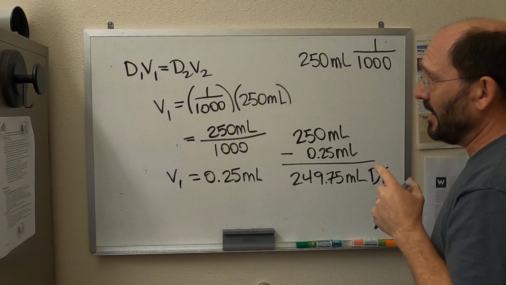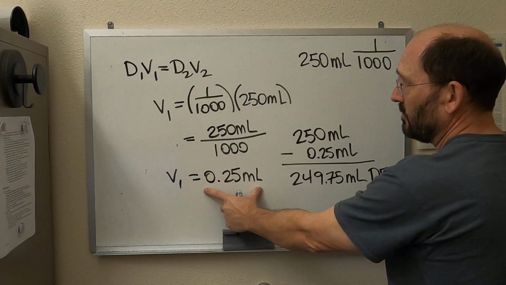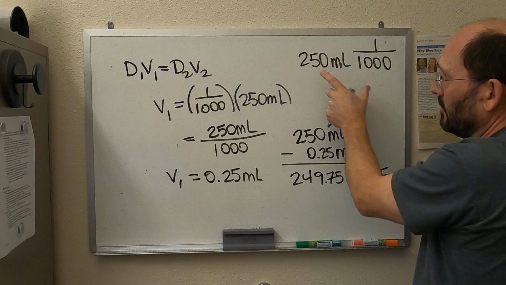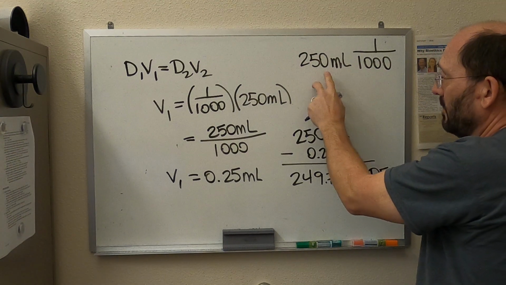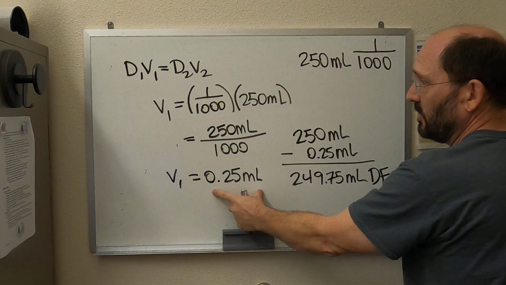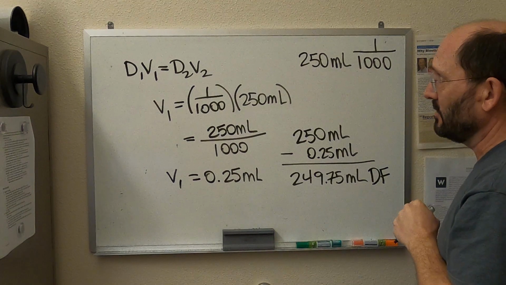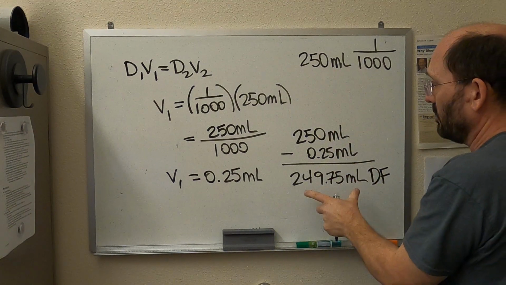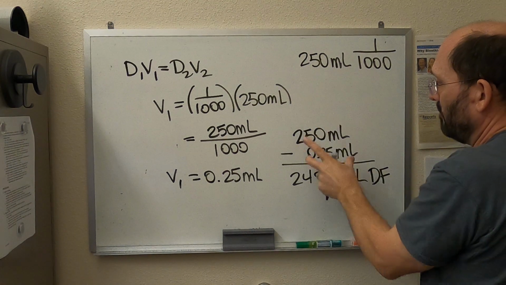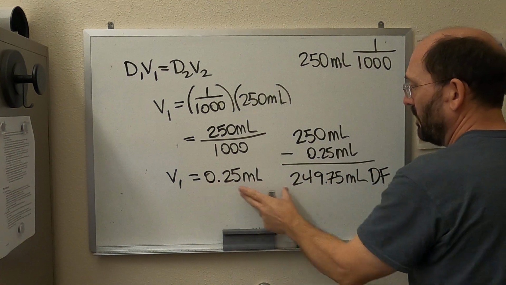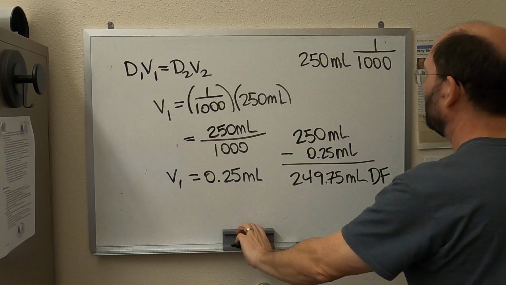A very common mistake for students to make is to just take your initial volume and add it to 250 and call it good. That would be incorrect, because our final volume would not be 250. Our final volume in that case would be 250 plus 0.25, and therefore our dilution would not be 1/1000. So the only way to get this is to be really careful and figure out your total volume at the end, minus the stuff you're starting with, is the amount of diluting fluid that you're going to need. Okay, so there's two examples.